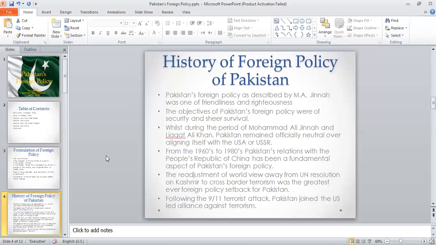From the 1960s to 1980s, Pakistan's relations with the People's Republic of China have been a fundamental aspect of Pakistan's foreign policy. Connection with the Muslim world went from bad to worse during the 1956 Suez War. Some advancement in relations was brought about during the 1967 Six-Day War, but the connection Pakistan yearned for remained cagey.